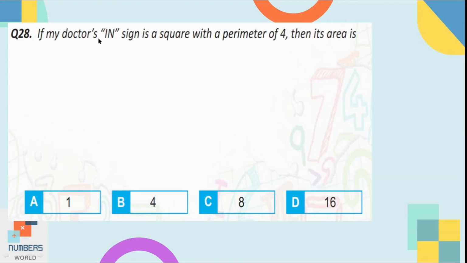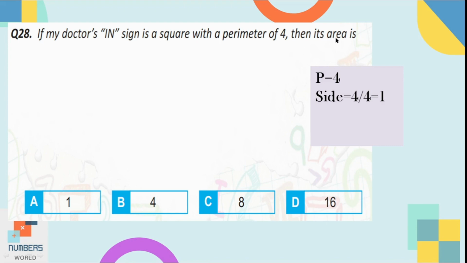Question number 28. If my doctor's sign is a square with a perimeter of 4, then its area is. If the perimeter is 4 and there are 4 sides in a square, so we will divide 4 by 4, that is equal to 1. It means each side is of 1.